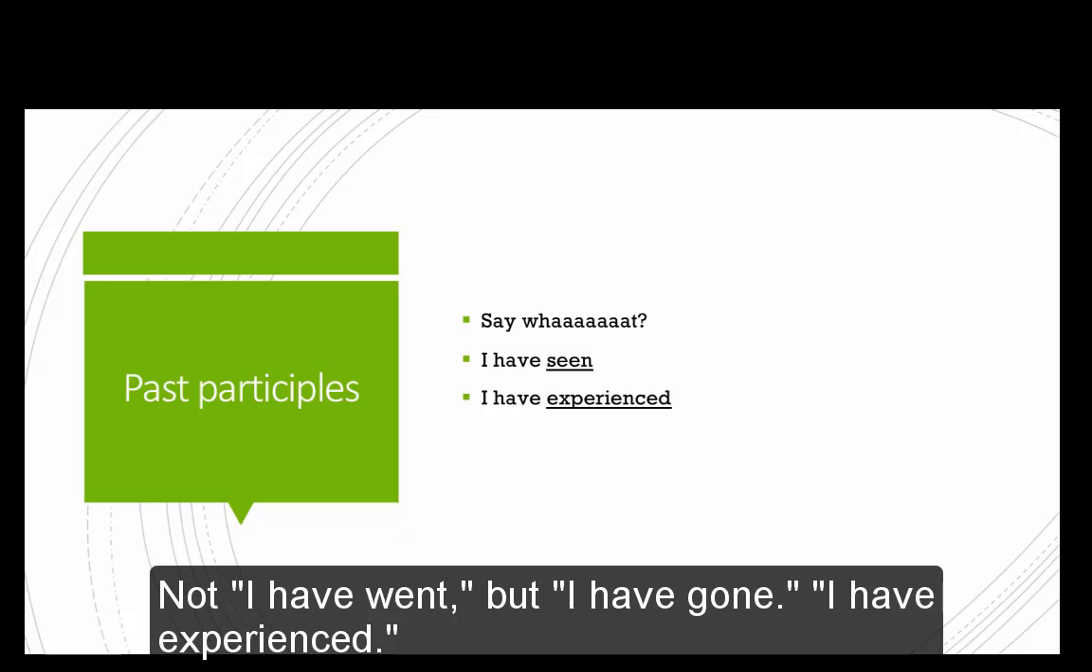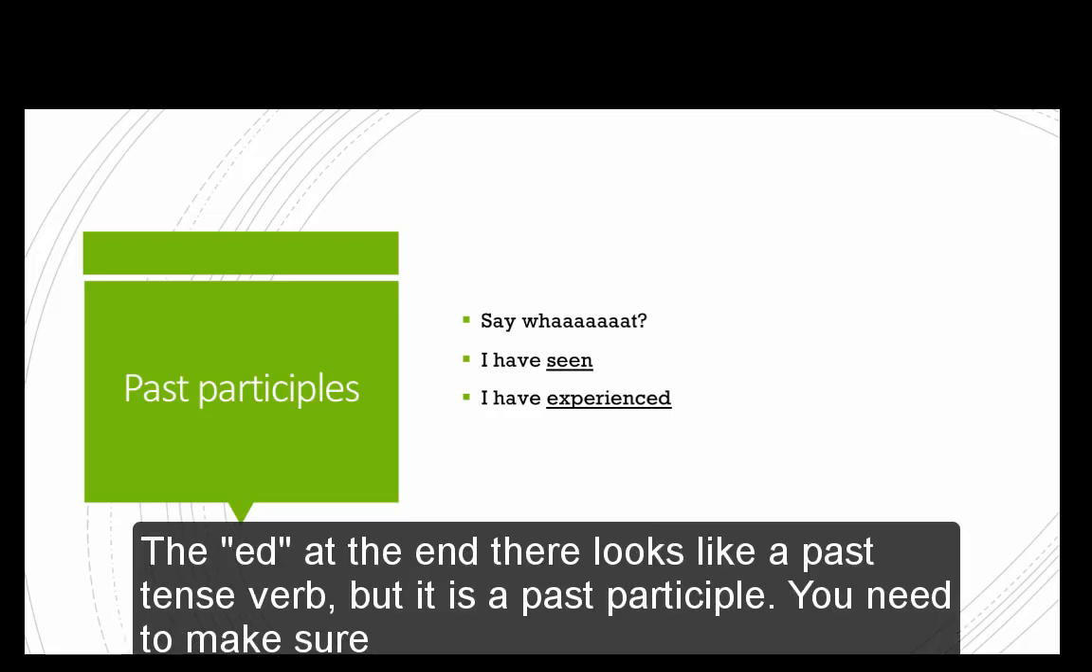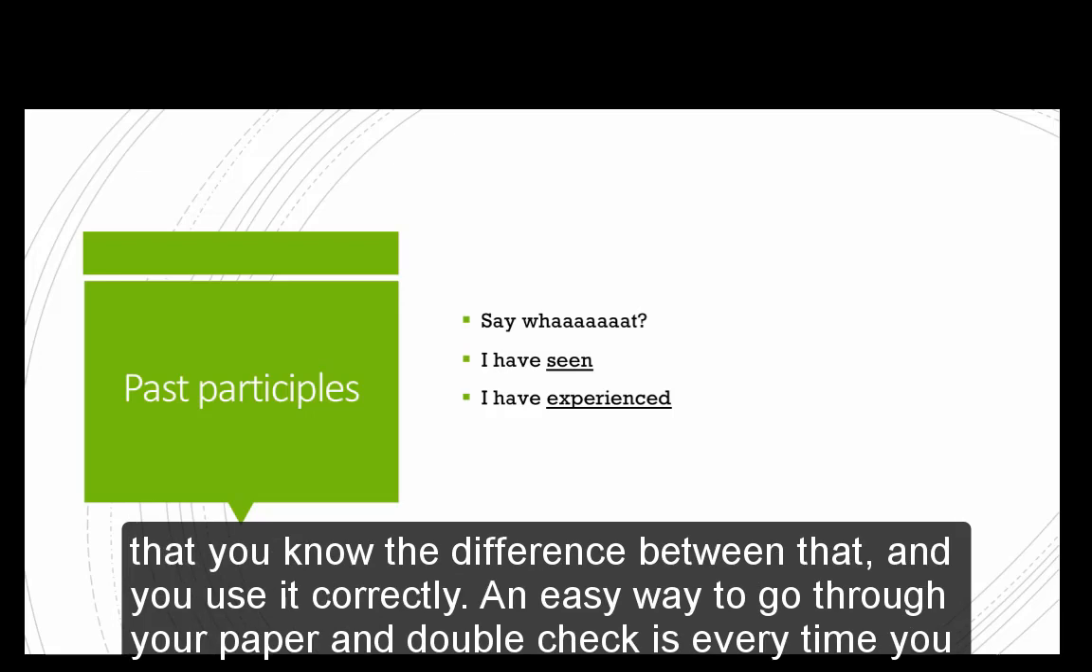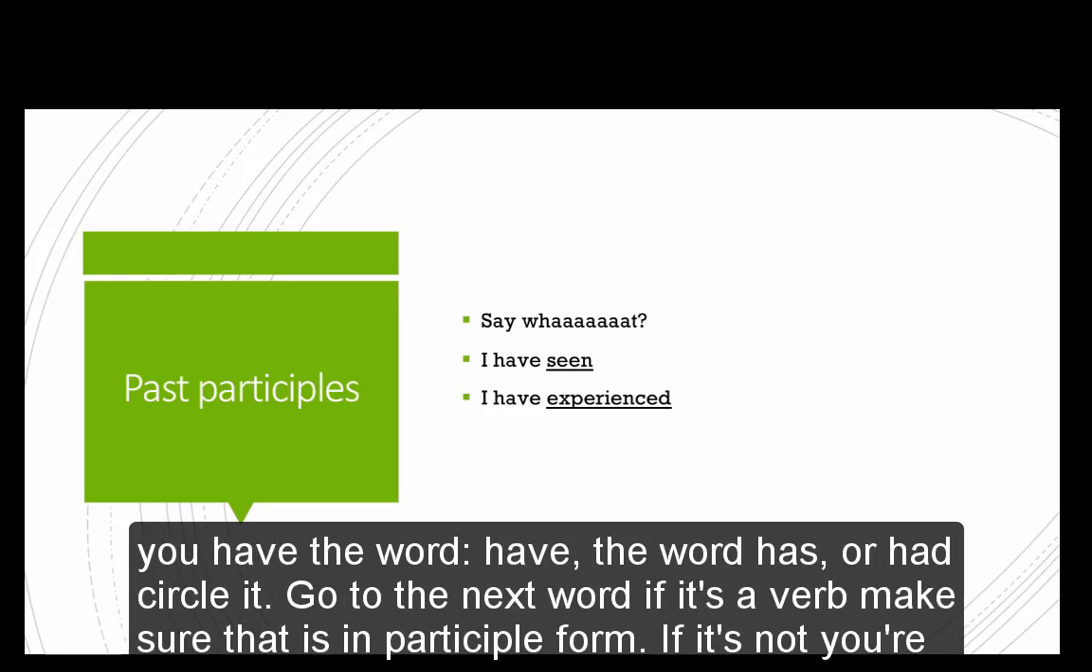I have experienced. That ed at the end there looks like a past tense verb, but it's really a past participle. You need to make sure that you know the difference between that and that you use it correctly. An easy way to go through your paper and double check is every time you have the word have or the word has or had, circle it. Go to the next word. If it's a verb, make sure that it's in the participle form. If it's not, you're okay.